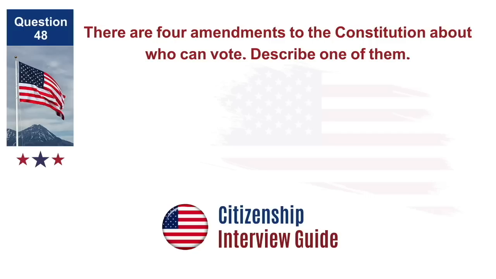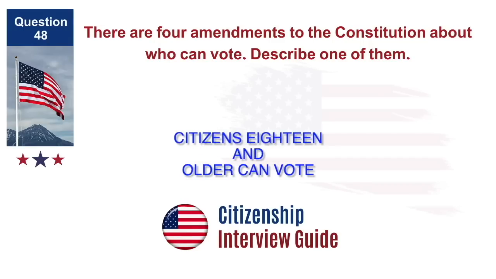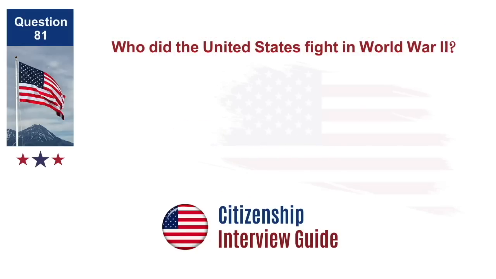There are 4 amendments to the Constitution about who can vote. Describe one of them. Citizens 18 and older can vote. Who did the United States fight in World War II? Japan, Germany, and Italy.